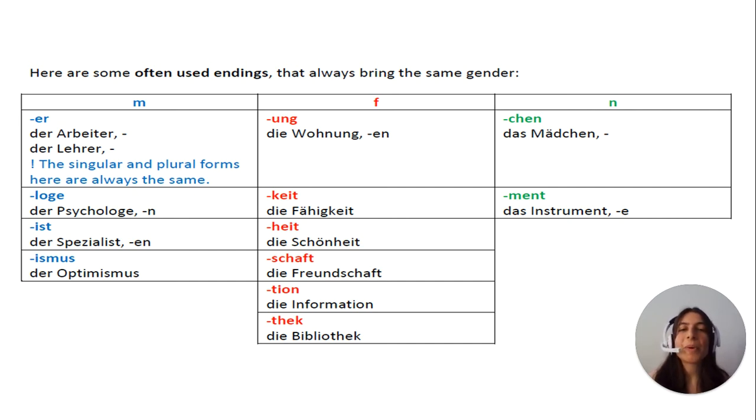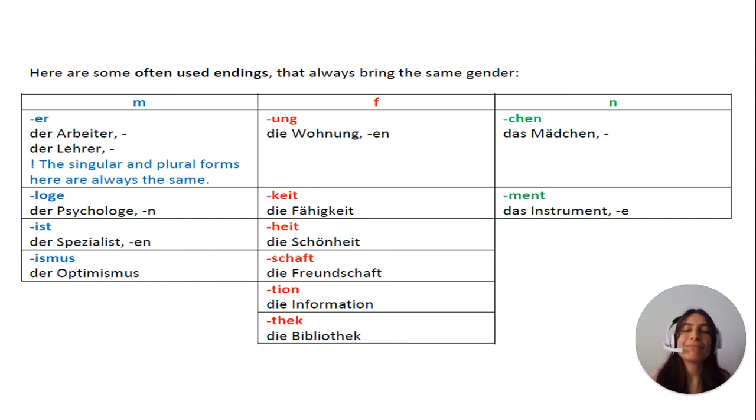Okay, then we have neuter. Here, very popular suffix hen, das Mädchen. By the way, this suffix is commonly used to diminish the object. For example, das Haus. If I want to say a small house, in German we have this suffix hen, das Häuschen.